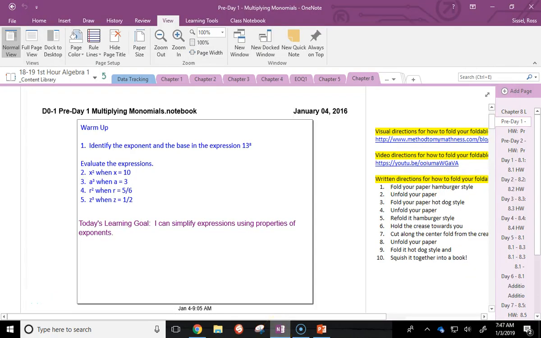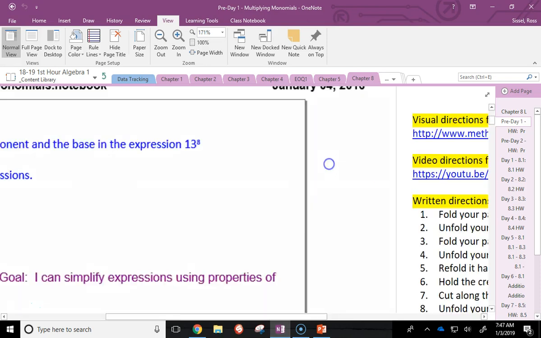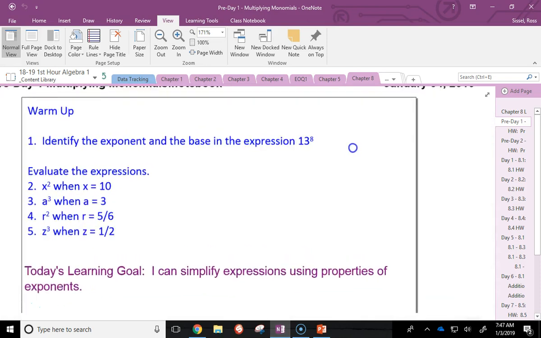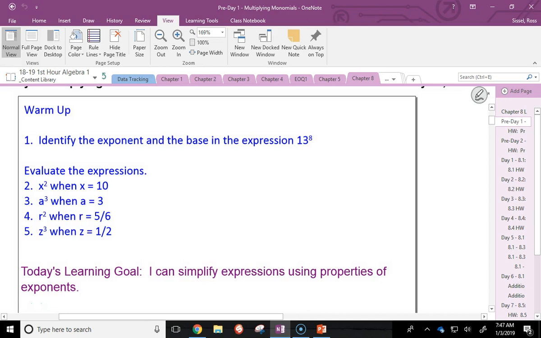Alright, so today we are in chapter 8, and you're going to see it says pre-day 1. So we've added this one in just to kind of get you ready for this topic. So today we're working with multiplying monomials. So, warm-up activity, pretty easy part to it.